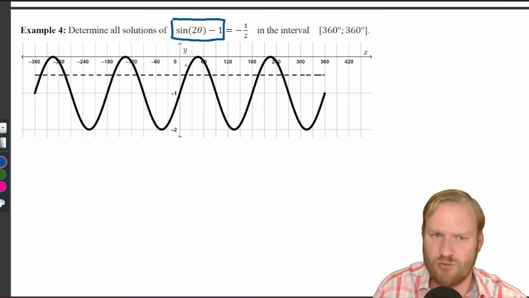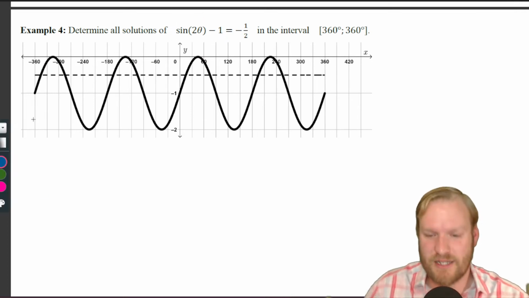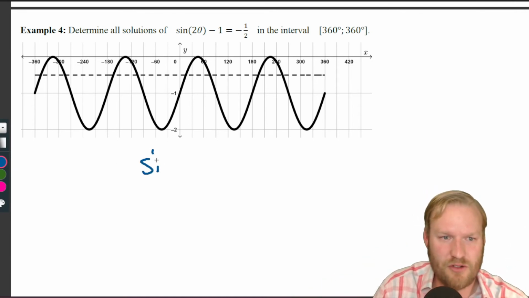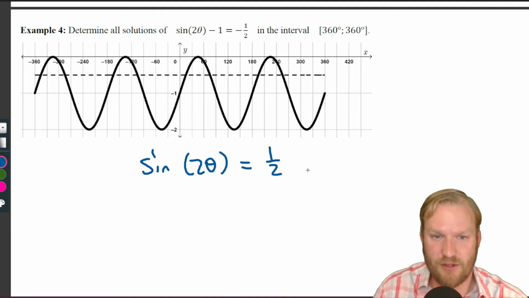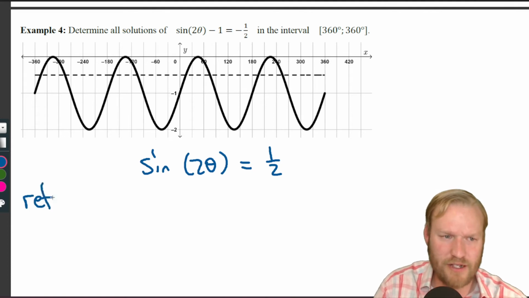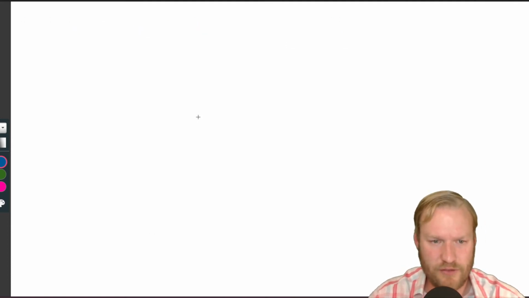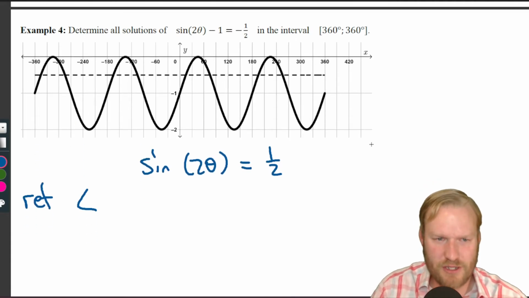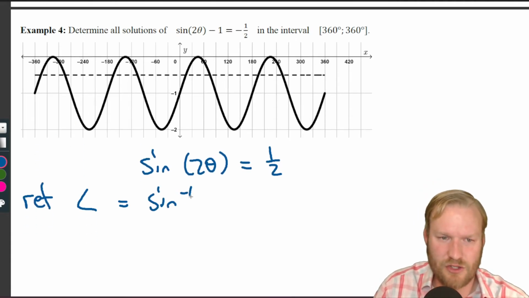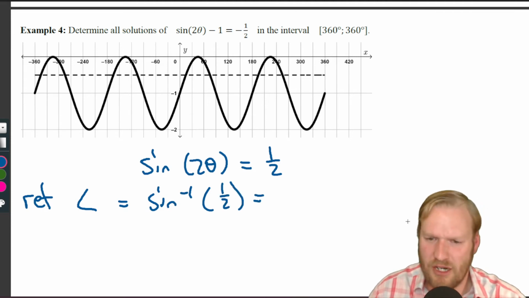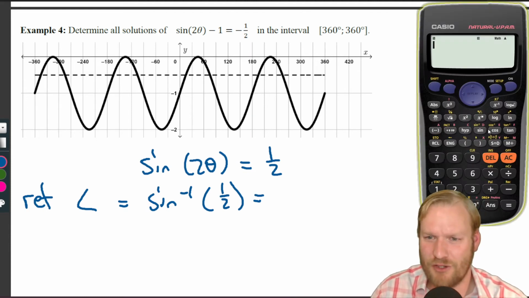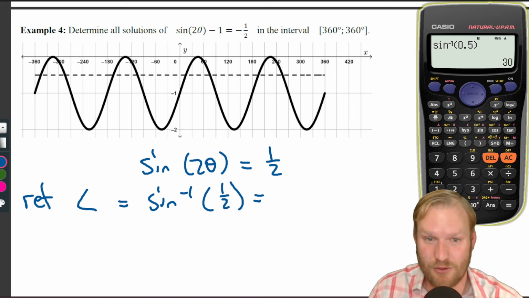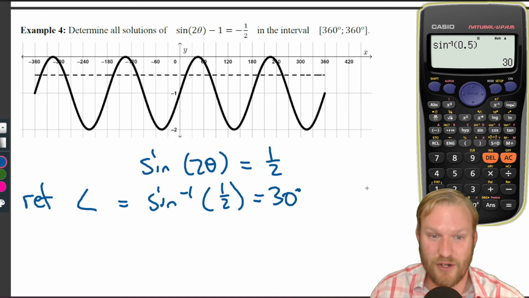So first off, let's work with our equation so that it looks something like sine something equals something. If sine 2 theta minus 1 equals minus half, then sine 2 theta must equal a half, which means we can find our reference angle. Our reference angle is just arcsine of a half. Now, do you know your special angles? You don't necessarily need to. I'm just going to cheat here and use shift sine of a half and see that it's 30 degrees, like we saw in the first video. So 30 degrees is our reference angle.